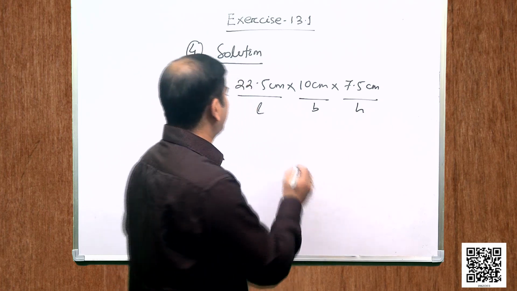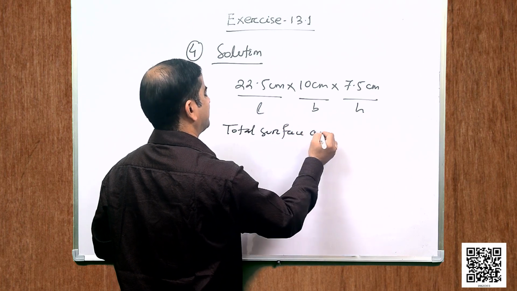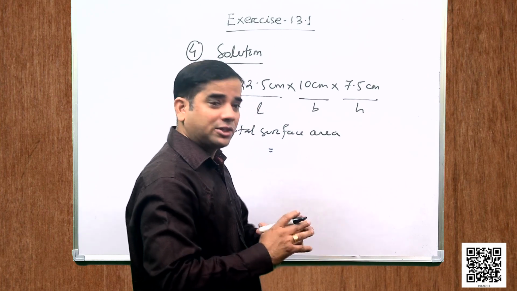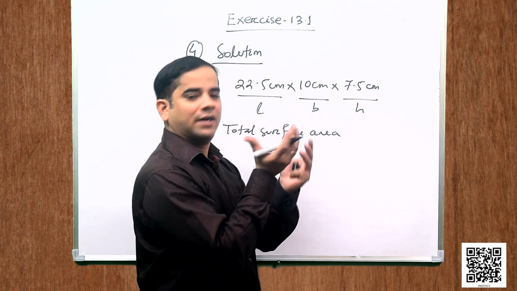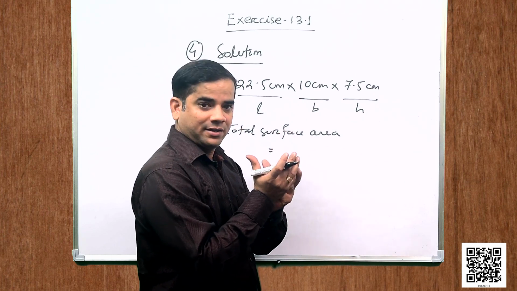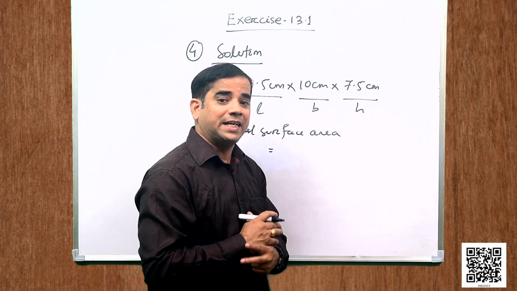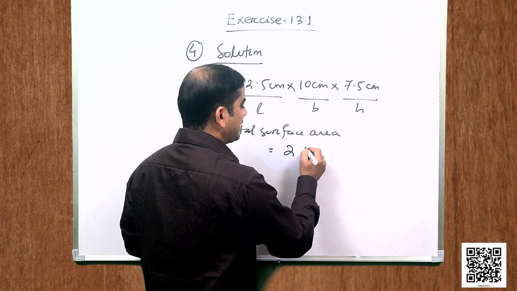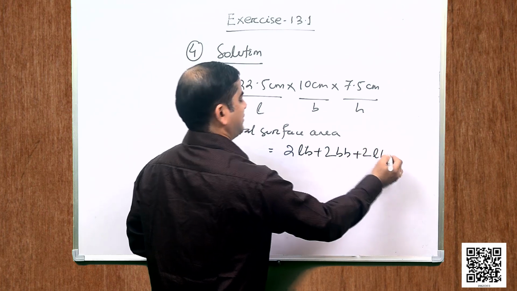Fine. So total surface area. Why do we need to find the total surface area? Because each brick is to be painted throughout, so all the areas, the outer part of the brick, have to be covered, which is nothing but the total surface area. So we need to find the total surface area of each brick, that is 2LB plus 2BH plus 2LH.